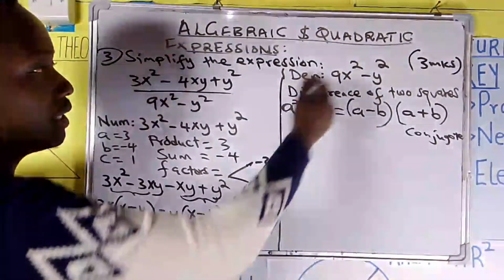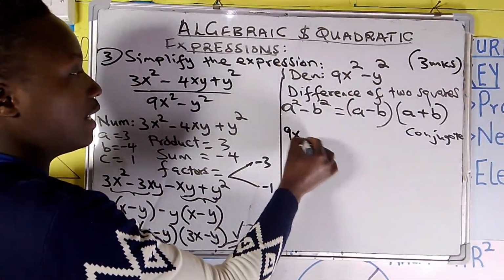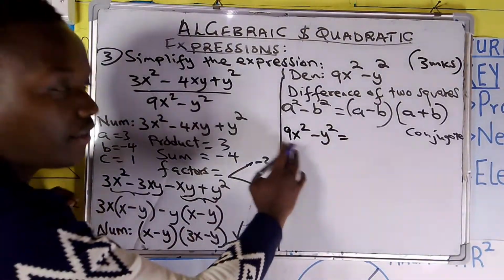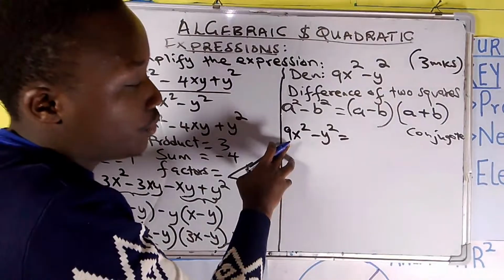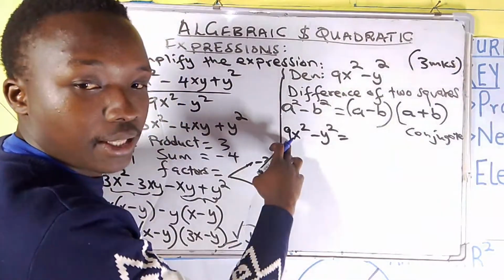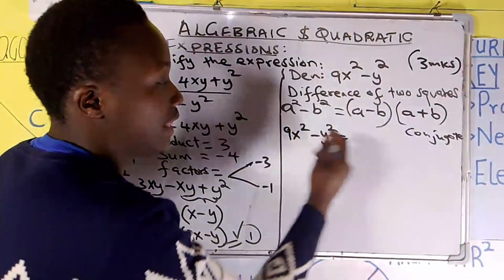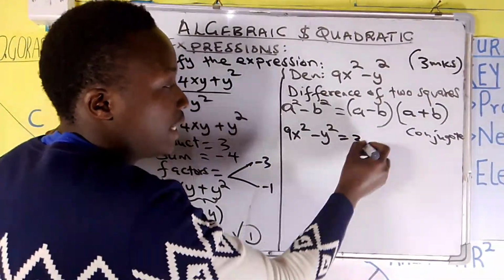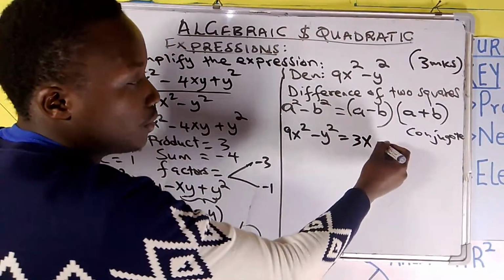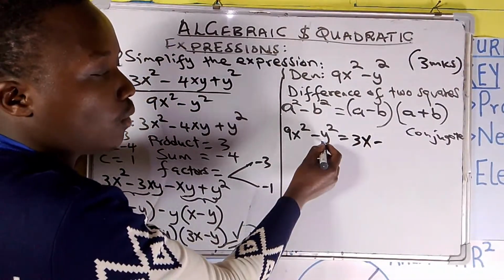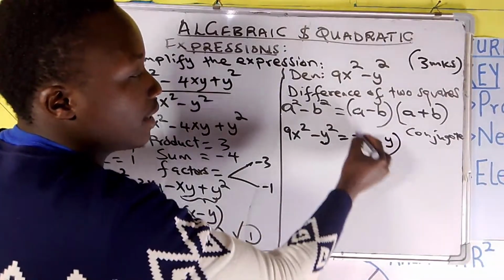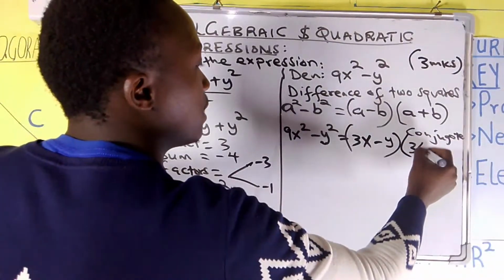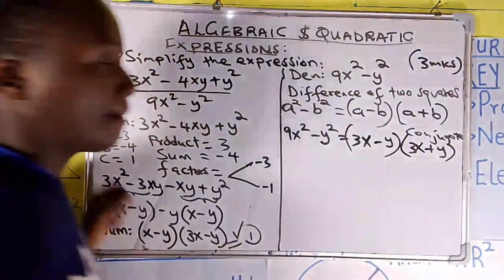So once we have that, if we now have the question 9x squared minus y squared, and you have been told to simplify this or to factorize this, you will now find the square root of 9. The square root of 9 is 3. The square root of x squared is x. Then we have minus. Then the square root of y squared is y. After you get this, the remaining one will be the conjugate, 3x plus y.